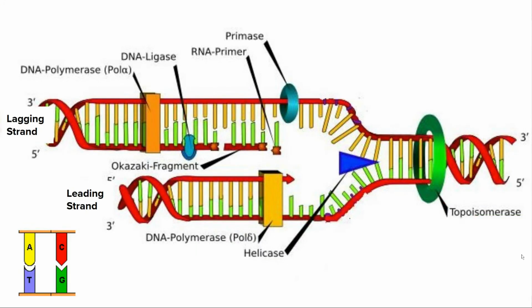This is what that process looks like. I like this diagram as the topoisomerase is going to move ahead of what we call the replication fork, where the DNA is actually split in half. And it's split in half by helicase that breaks those hydrogen bonds, right? Then we've got this issue. Because DNA is directional, we're going to have what we call a leading strand and a lagging strand. The leading strand is the easy part.